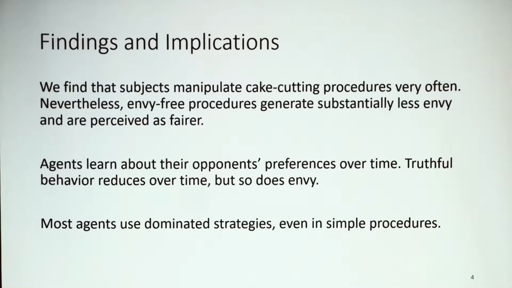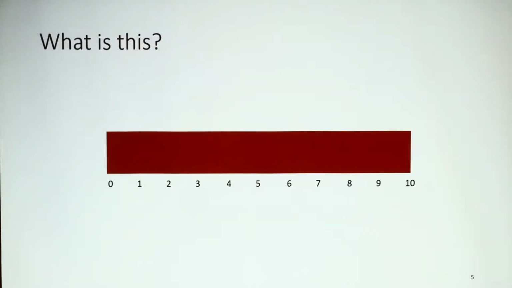We also observe that players are quite smart. They can learn the preferences of their opponents in repeated interactions, and they can use this learning to improve the share of the cake that they receive. We observe that learning increases over time, and envy also decreases over time. In the final slide, I will also tell you something about the quality of learning, which is far from monotone or very good.